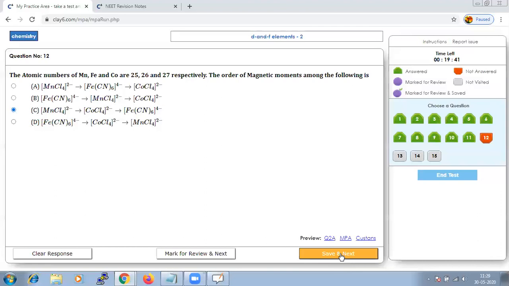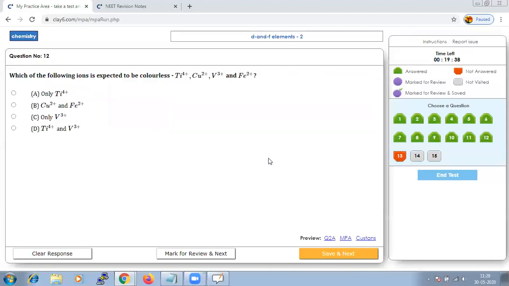Let us save that and go to next. Which of the following ions is expected to be colorless? As we discussed, we are talking about color. For the electronic configuration of each element given, if they have no unpaired electrons, then they will be colorless. Ti4+ has a 3d0 electronic configuration. Hence, it does not have any unpaired electrons, so it is colorless. Hence, the option Ti4+ will be the answer.